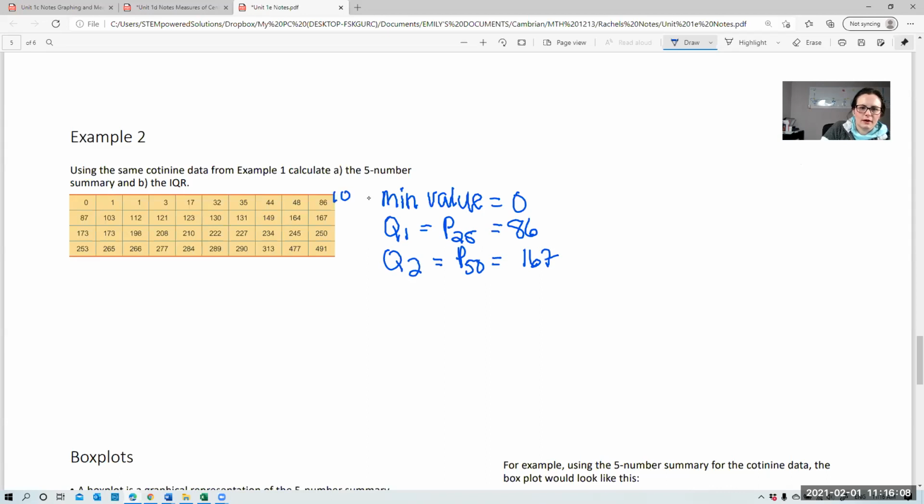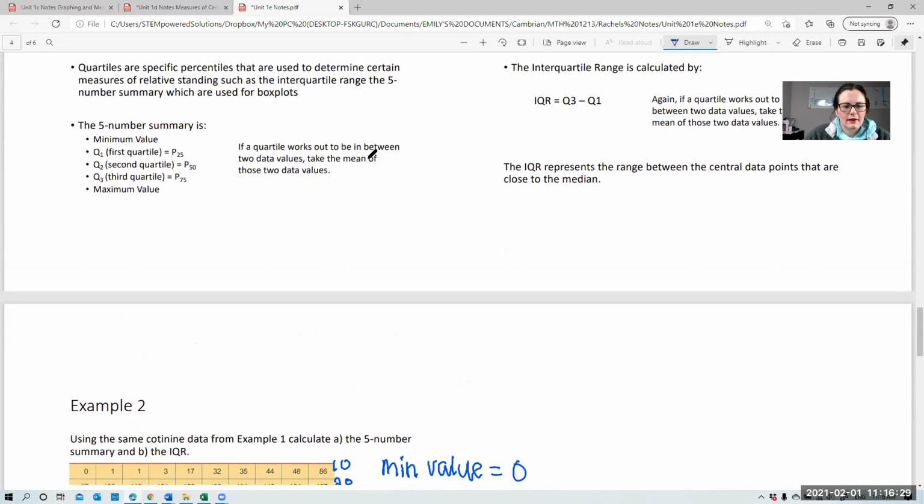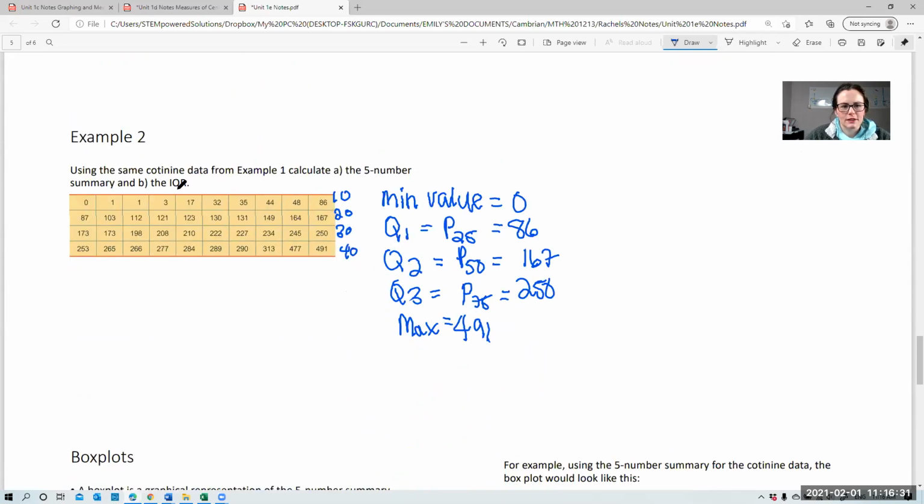So there's number 10, number 20, number 30, and number 40. So Q3 would be equal to P75, and that would be equal to 250. And the maximum value would be equal to 491. So that's the 5-number summary, is that basically you just want to pick out the 25th percentile, which is the first quarter, the second quarter, the third quarter, and the fourth quarter is the maximum value. And then the minimum value is the absolute lowest.